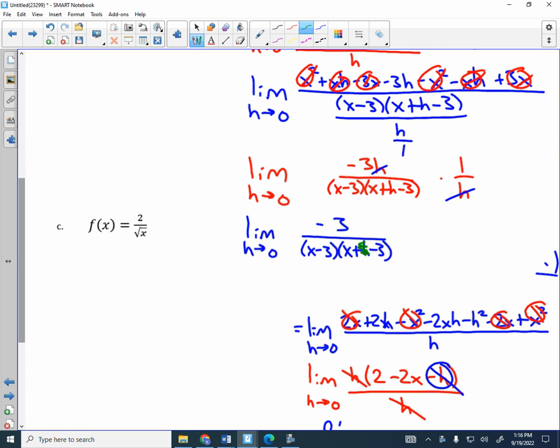Because you're multiplying them. In the previous problem, we added them, so we had 2 of them. But in this case, we're multiplying them, so you get the derivative of f of x is negative 3 over x minus 3 quantity squared.